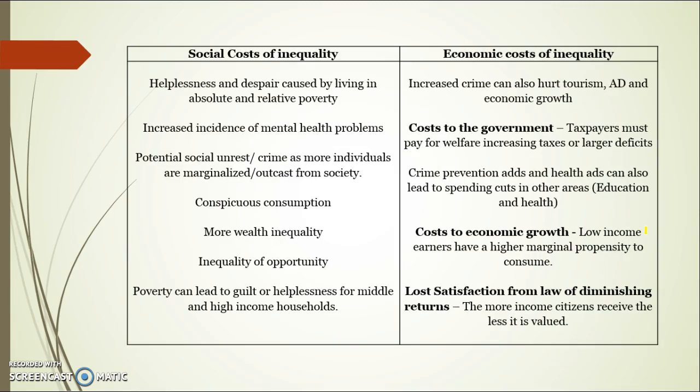So in terms of the social costs of inequality, these costs relate to generally people living without being able to afford a dignified standard of living. So there can be helplessness and despair caused by people living in absolute and relative poverty, and that can cause increased incidence of mental health problems. It can also lead to more social unrest, so people feel more marginalised or outcast from society because they don't really have the means to support themselves, and they are also therefore more susceptible to being involved in crime. So crime rates can often go up when there's more inequality.